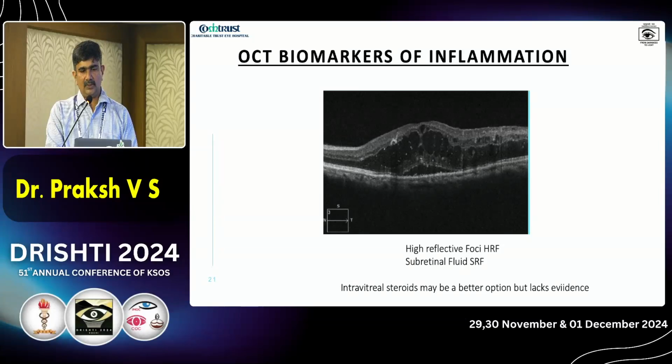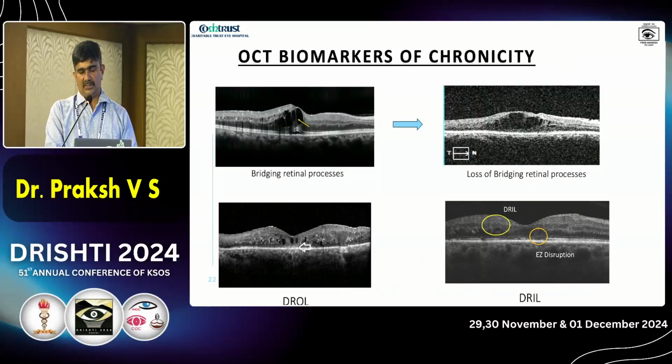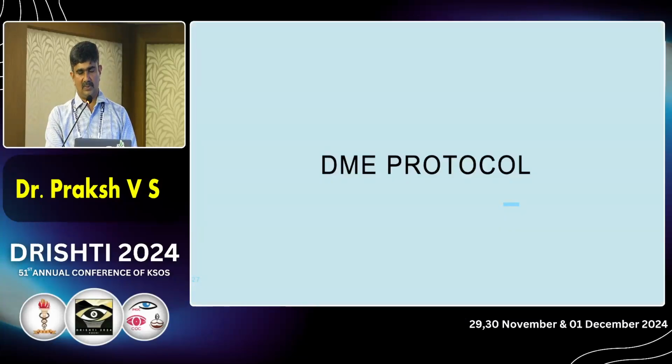OCT will tell you whether there are markers of inflammation like HRF, which are hyperreflective foci. These patients may be better responders to steroid. Or there are chronic signs like disappearance of the bridging retinal processes, and this is becoming degenerative, or the disorganization of retinal outer layers or disorganization of retinal inner layers. All these are markers of chronicity which will help you to prognosticate the disease.